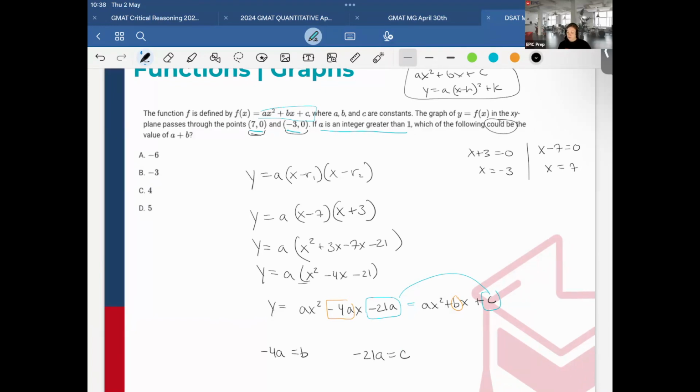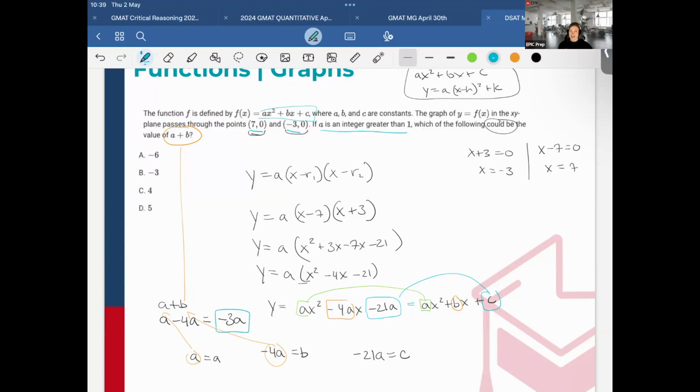And also with that too, I can see a is simply equal to a. Okay, so then asking for the value of a plus b, let's substitute the values in. So I have a plus b. I'll put my a value here. I'll put negative 4 in for b, so that would give me a minus 4a, and that's equal to negative 3a, right? So I can say the value of a plus b is equal to negative 3a.